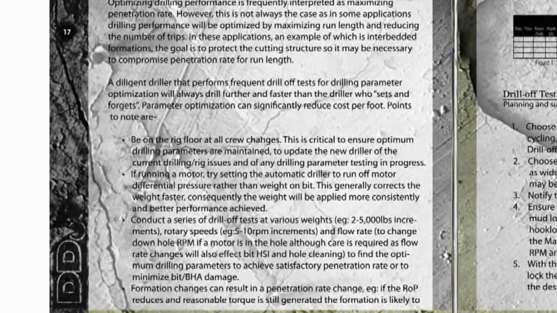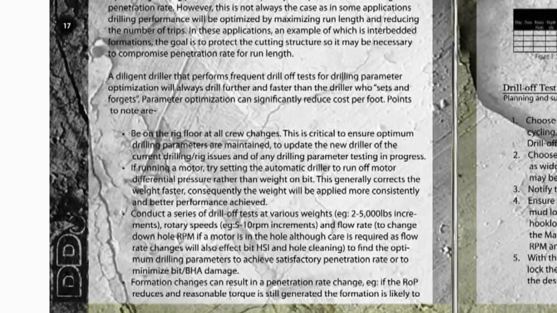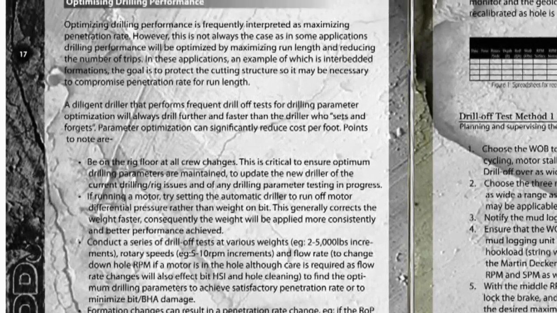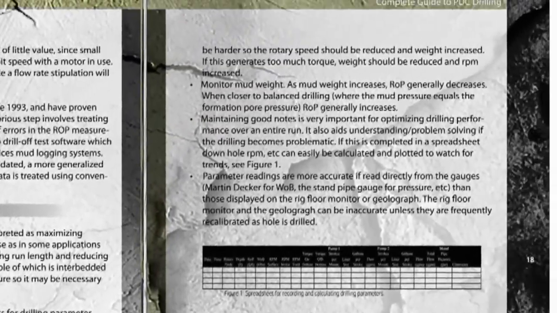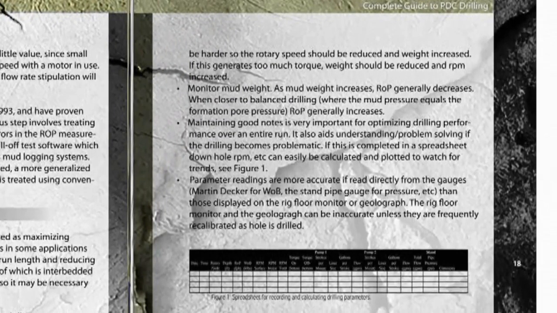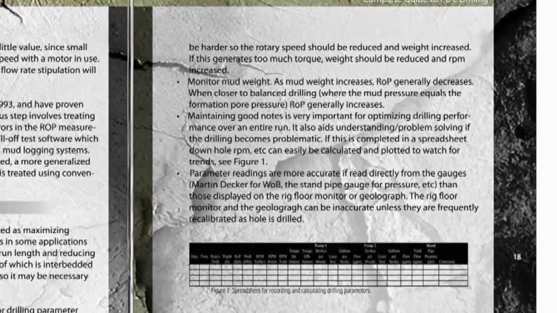Formation changes can result in a penetration rate change. For example, if the ROP reduces and reasonable torque is still generated, the formation is likely to be harder, so the rotary speed should be reduced and weight increased. If this generates too much torque, weight should be reduced and RPM increased.